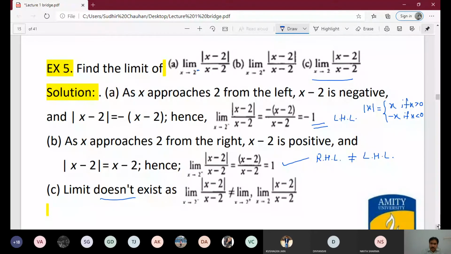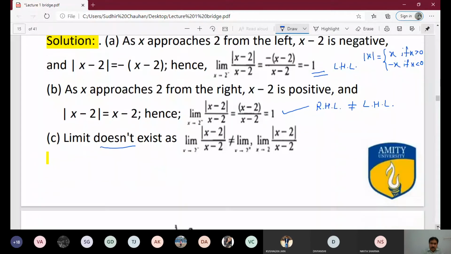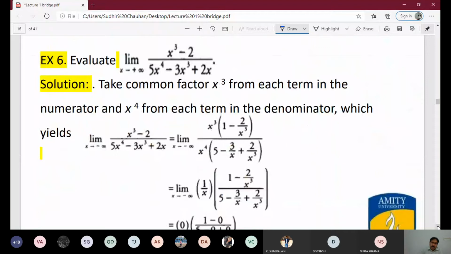So we have to check the left hand limit as well as the right hand limit, and if both are different, we say the limit does not exist. Now we have taken a different type of example.